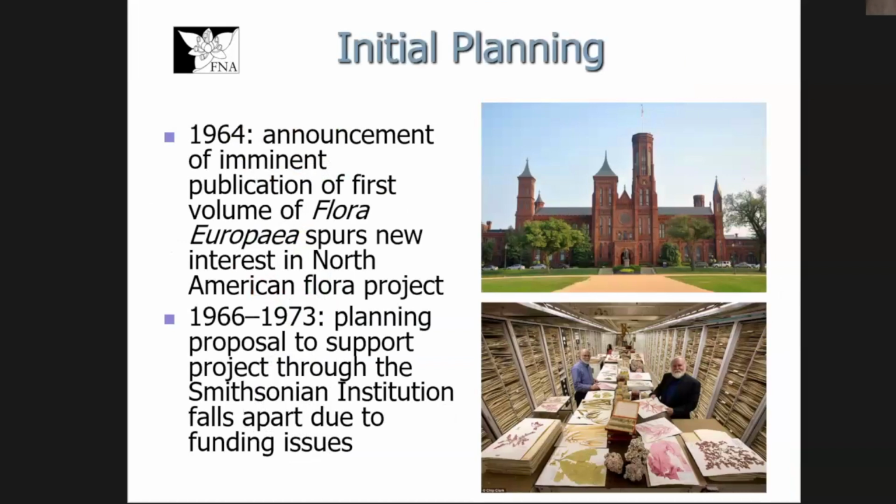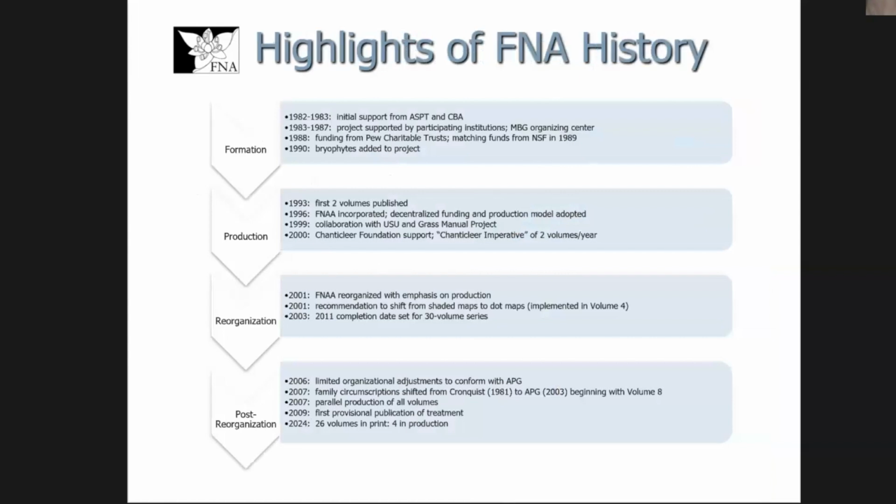So the initial planning for this dates back to about 1964 when it was announced the first volume of Flora Europaea was going to appear. The North American botanists said, hey, we don't have one. We need to get on the track to get this done. So there were efforts to pull this together in the 1960s and 1970s. That would have been coordinated through the Smithsonian Institution, but it ultimately fell apart because of funding issues.